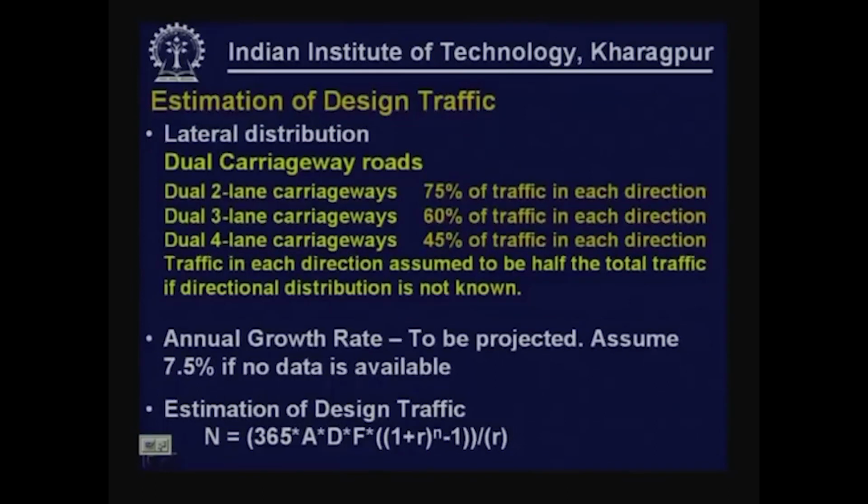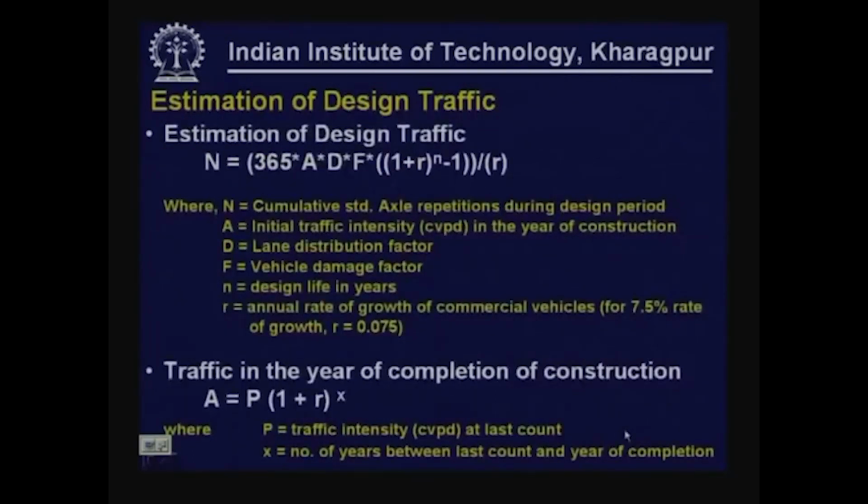An annual average growth rate of commercial traffic can be assumed to be 7.5% if no projections are available. So, estimation of design traffic can be made using this expression where N equal to 365 into A, where A is the commercial traffic volume intensity, commercial vehicles per day, D is the directional distribution factor. We will see the explanation of these parameters in the next slide. L is the lane distribution factor, F is the vehicle damage factor, N is the design life in years, R is the annual rate of growth of commercial vehicles assumed to be 7.5% in the absence of any data.